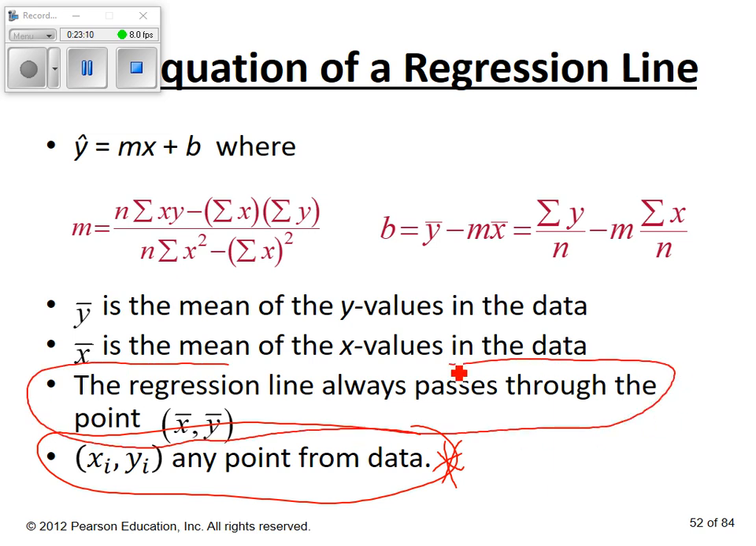I know it's hard to read now, but this point, X bar, Y bar: whenever you're doing a line of regression, there's going to be some point that has to be on that line in every single set of data, and it's X bar, Y bar. The mean of all the X's, the mean of all the Y's, that's a point that for sure has to be on the line of regression.